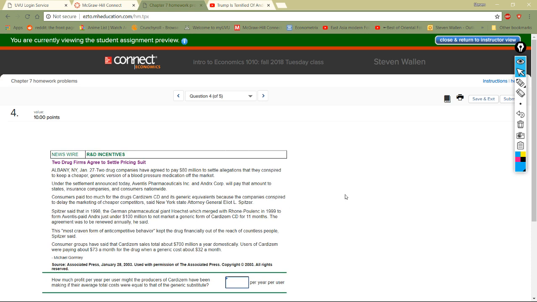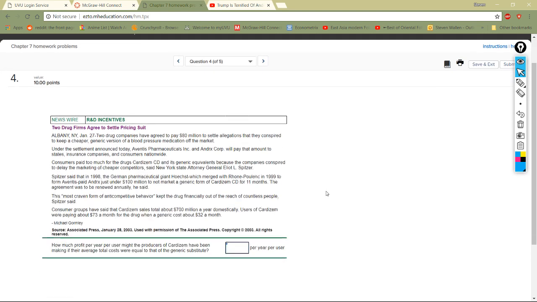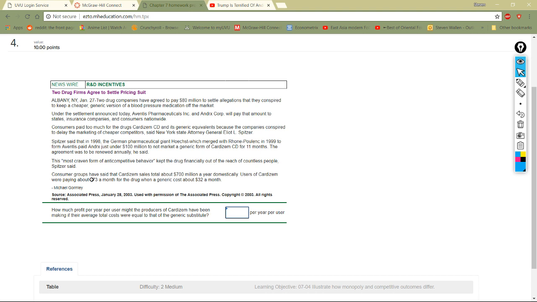All right, so this little article talks about drug companies. And basically, drug companies, for the most part, are monopolies. If you scan here, there's a whole bunch of information. At the end, we're just going to pay attention to it at the end. Consumer groups have said that Cardazine sells a total of about 700 million a year domestically. Users of Cardazine were paying about $73 a month for the drug when a generic costs about $32 a month.